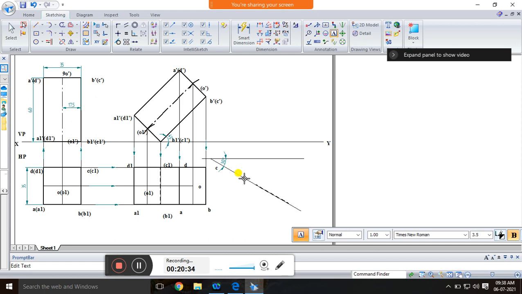Bracket C1 and here bracket B1. The same edge is rested on HP and the same edge is inclined to VP. First you have to draw this edge. Clear? Next you need points like D1, A1, A, B, C and D. So like this, all the points you have to get.